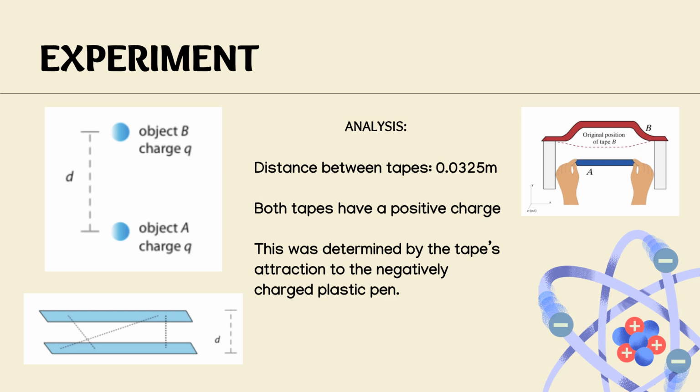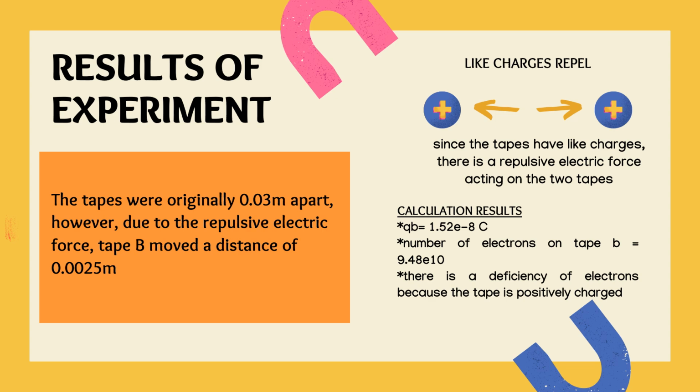Now we're getting into a little bit of analysis. The distance between the two tapes was 0.0325 meters, and we positioned the tapes as pictured in the top right-hand corner of the screen. Both of the tapes had a positive charge, and this was determined because the tape was attracted to a negatively charged plastic pen. So the tapes were originally 0.03 meters apart, but due to the repulsive electric force, tape B moved up a distance of 0.0025 meters. This is because the tapes have like charges and therefore there's a repulsive electric force.